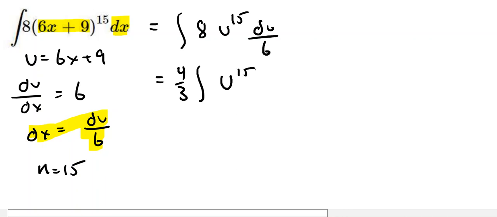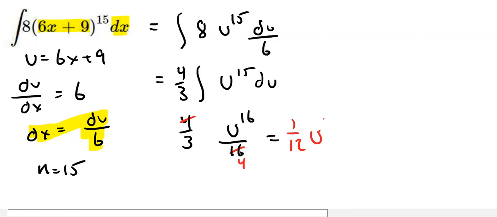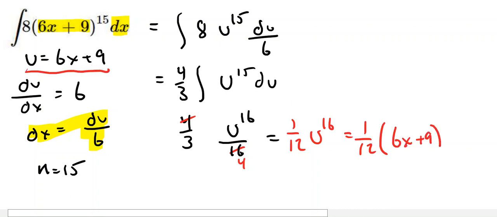Now we can apply the power rule. So that would give us 4/3 u to the 16 divided by 16, which now, let's see, this 4 cancels with that 4 times. So we have 1 over 12. So 1/12 u to the 16, which becomes 1 over 12. Substituting back in, 6x plus 9 to the 16th power plus c. And there is my final answer.